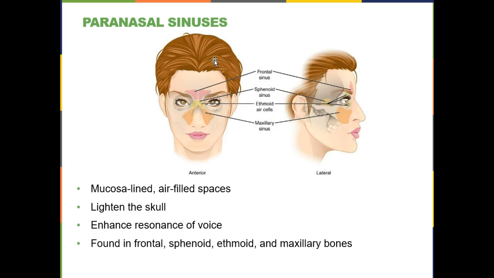Starting out on the skull, you have your 4 paranasal sinuses. So you want to know which of your skull bones contain sinuses: frontal, sphenoid, ethmoid, and maxilla, and then know the basic description and function of what a sinus is. And you'll note these are lined by a mucosa or mucous membrane, just like your mouth and lungs.